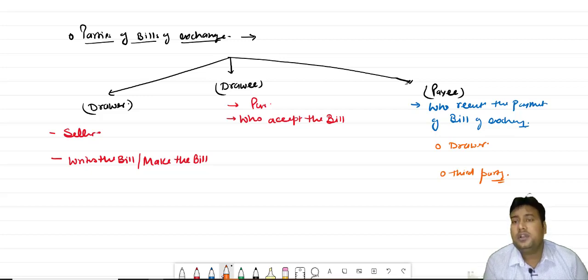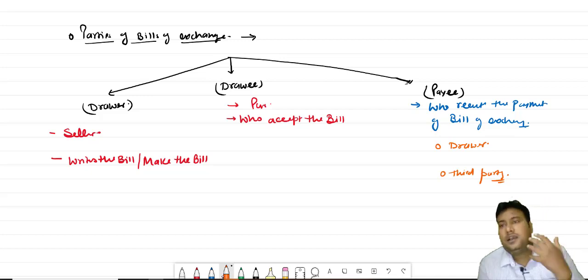Drawer will simply transfer that bill to the bank and receive the amount from the bank. Now who holds the bill till maturity? Bank. Getting my point?